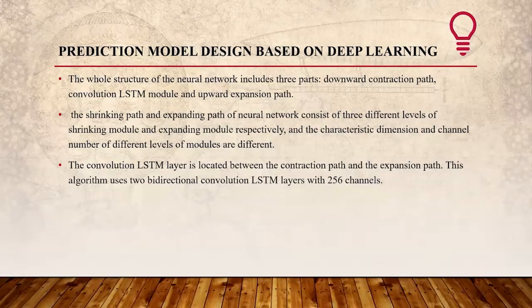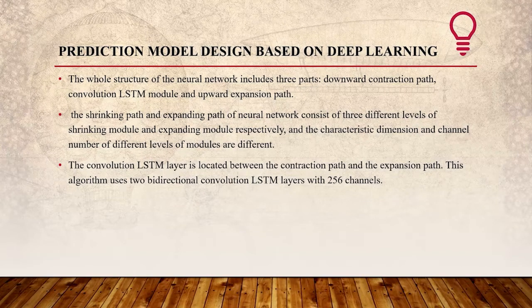This algorithm uses 2 bidirectional convolution LSTM layers with 256 channels. This structure effectively connects 8 parallel UNet neural networks in series. The features extracted from different UNets after the shrinking path interact and fuse in the convolution LSTM layer to improve the segmentation effect of the network. There is a convolution layer with a 3×3 convolution kernel between the 2 bidirectional convolution LSTM layers.